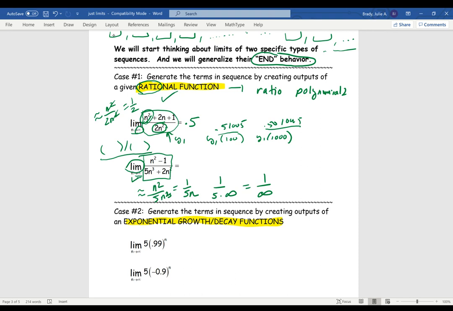Okay, so here's another thing you want to know. If you take 1 divided by a giant number, are you guys good that that's going to be about 0? And so this is about 0.